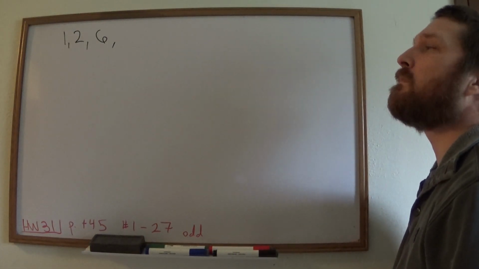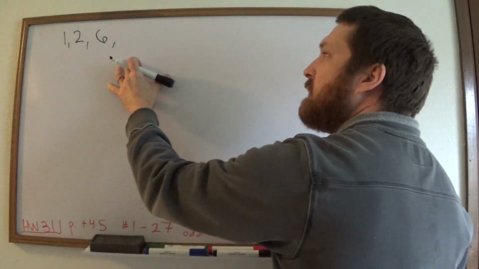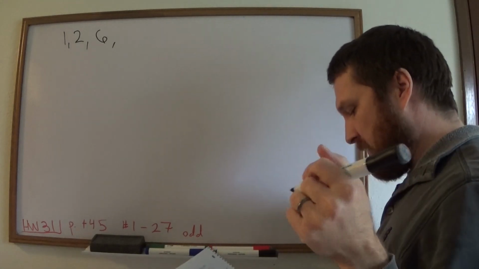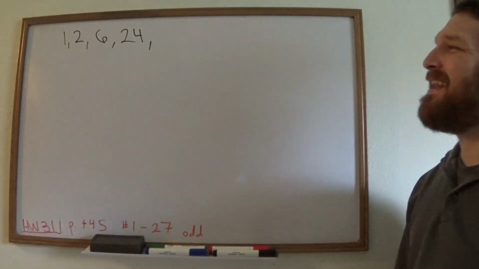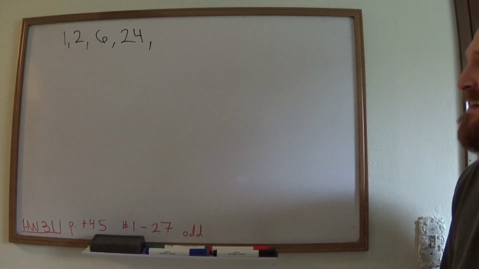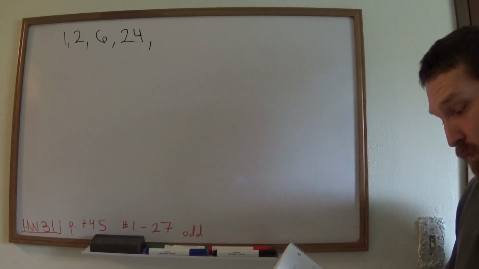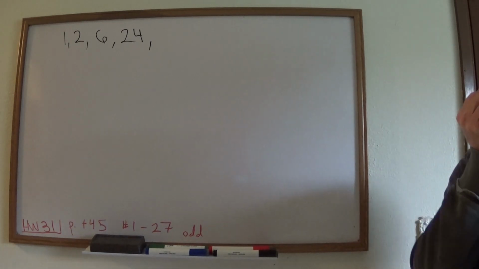Not 10. 12. No. Oh, 18. You said 9, you said 12, and I heard 9, 12, and 18. It's actually 24. Can you tell me what the next term of the sequence 1, 2, 6, 24 is? Is it 20? Is this something times 5?